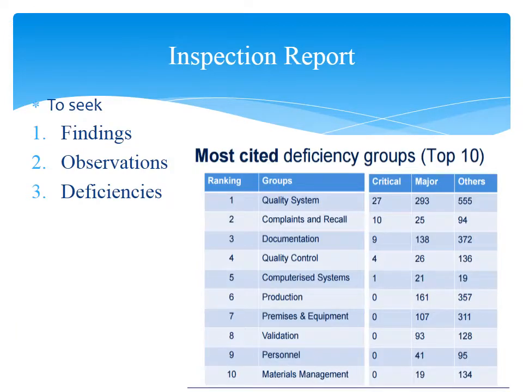Inspection report. The lead inspector shall prepare an inspection report describing the findings, observations, and deficiencies. The report will be reviewed by a senior pharmacist before sending to the manufacturer. The manufacturer shall normally rectify the deficiencies within the time frame specified in the covering letter to the report. A follow-up inspection may be conducted to verify the effectiveness of the manufacturer's rectification measures.